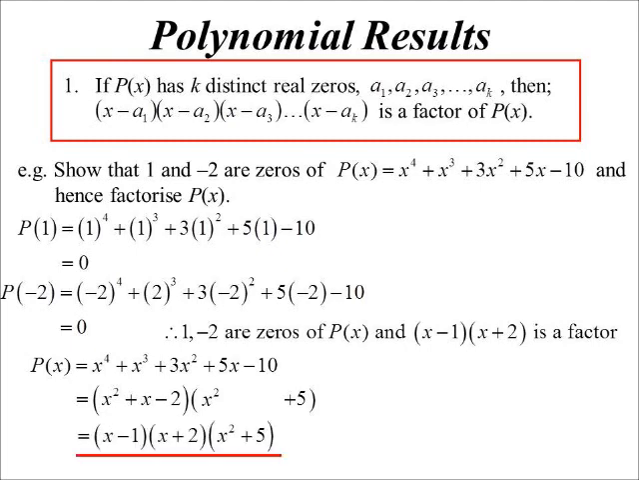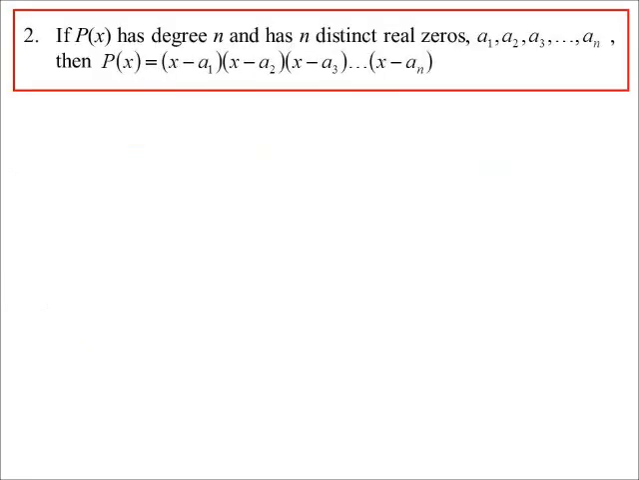So let's complete the factorisation. So we'll now get the x squared plus x minus 2 and write it as x minus 1, x plus 2. And the other factor is x squared plus 5, which of course does not factorise. Well, over the real numbers anyway. More about that later.